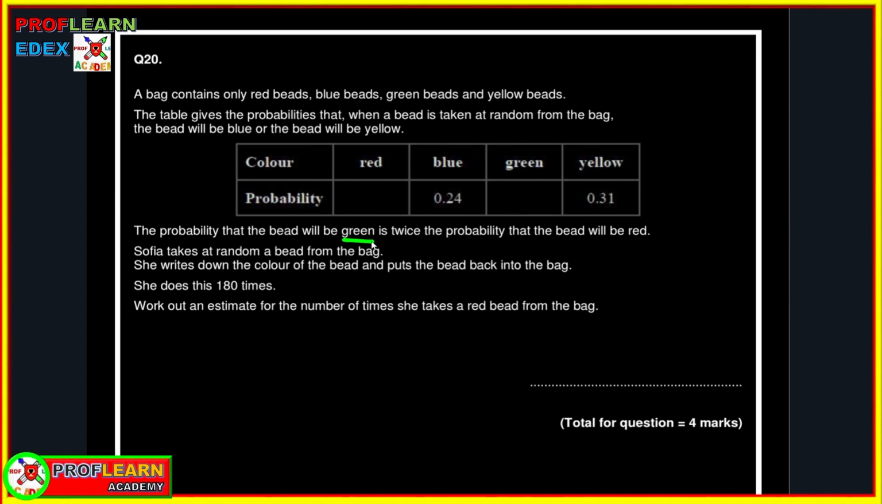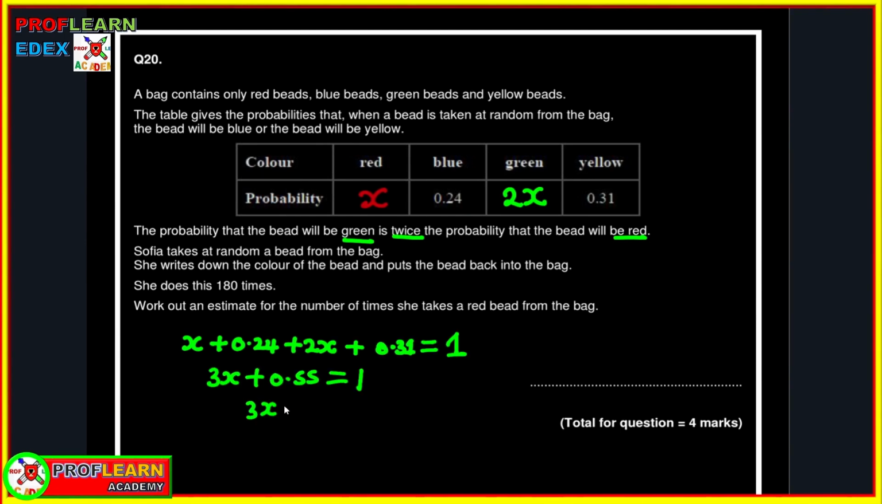So if we let the red one be x, then the green one will be 2x, because we are told green is twice the probability of red. Since we know all probabilities add up to 1, we are going to add everything that we have in the table and set it equal to 1, and then make x the subject and find the exact value of x here. If we divide by 3 both sides, we are going to get 0.15.